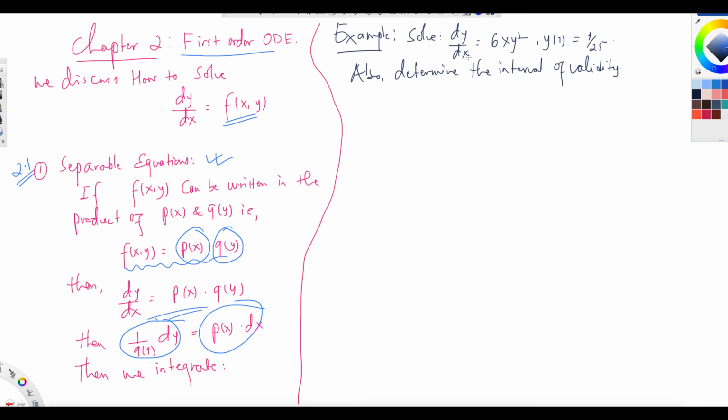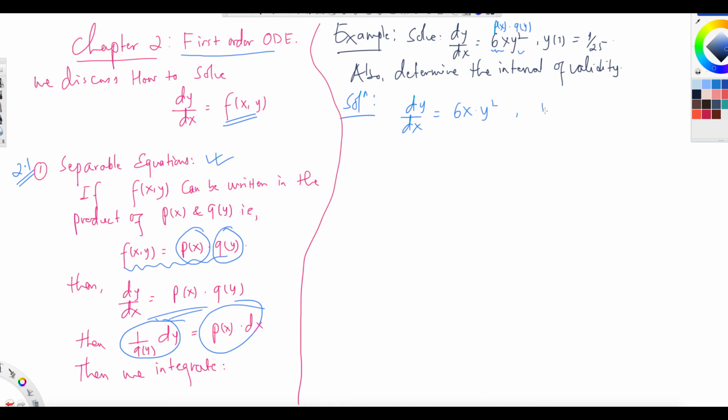So let us see example number 1. Solve dy over dx equals 6xy squared, where the initial condition is given as y(0) equals 1 over 25. Okay, so how do I solve this? First of all, this can be written as 6x and then y squared. It is like p(x) times q(y), right? You can write that way. So it is already written that way. To solve this equation, let me write down the equation first. dy over dx equals 6x times y squared. You can do that, right?